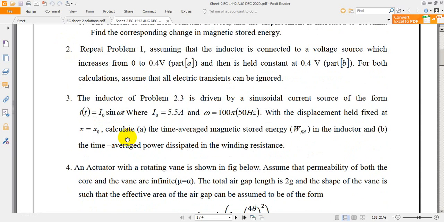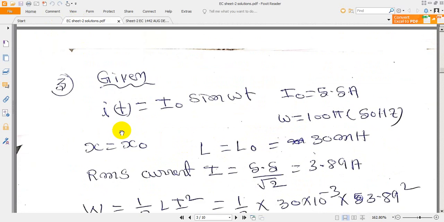If the distance is held at this point, we need to calculate the time average magnetic stored energy in the inductor and also the time average power dissipated in the winding resistance. If we go to the solution, the given I of t is equal to I naught sine omega t. I naught is equal to 5.5 amperes. This is the maximum current, and omega is equal to 100 pi, for 50 hertz.